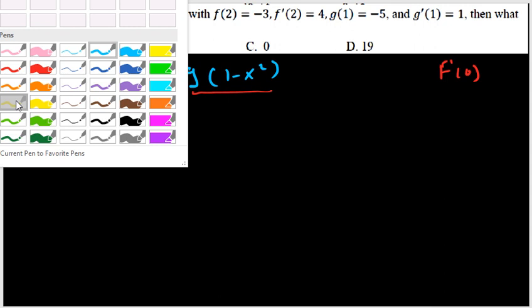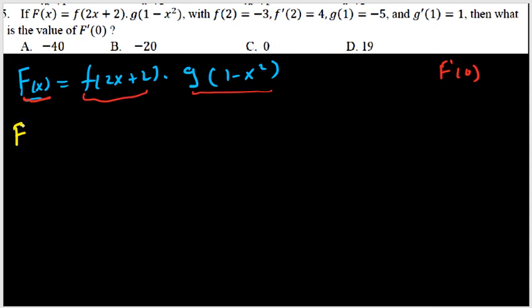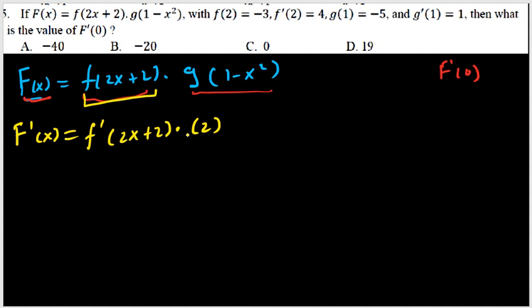Okay, so what will be F derivative of x? First, differentiate this one. It's going to be f derivative of 2x plus 2 times 2. This whole thing is the derivative of f only, because f derivative times the inner derivative 2, times g of 1 minus x square. Let's go to the g again, plus the product rule.